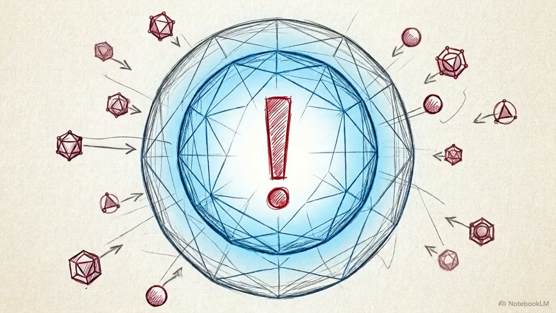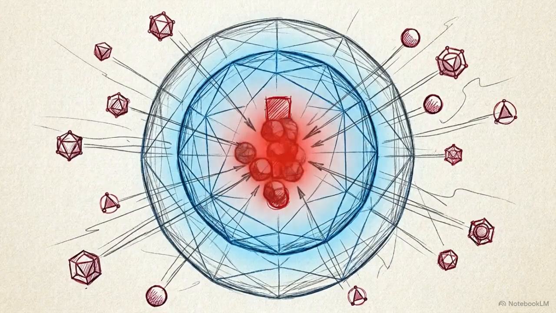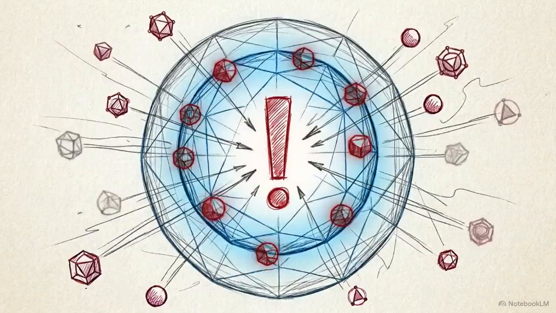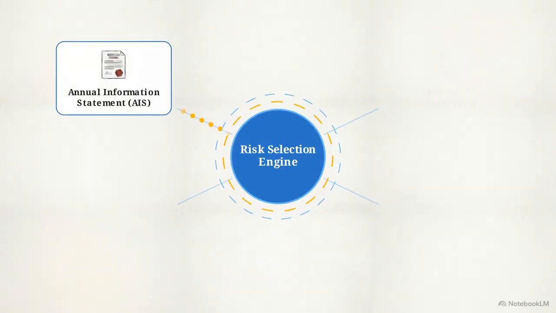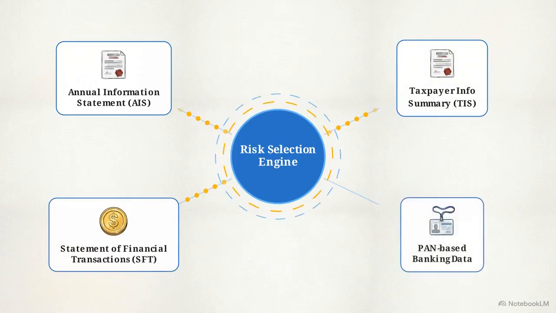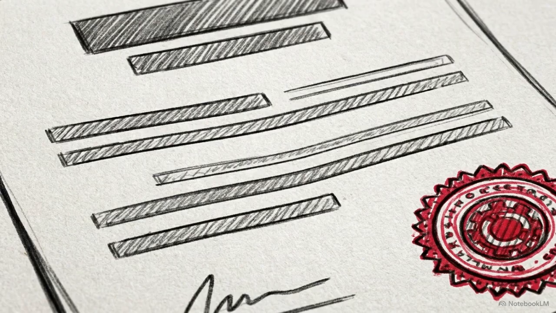Tax departments no longer rely on manual sampling. They ingest millions of financial data points into continuous risk selection algorithms that automatically flag discrepancies. These algorithms aggregate information from the annual information statement, the taxpayer information summary, specific high-value transactions reported through the SFT, and all PAN-based banking data. When that overlapping data reveals cash deposits that do not align mathematically with your declared income, the immediate administrative response is a Section 143(2) notice for scrutiny assessment.